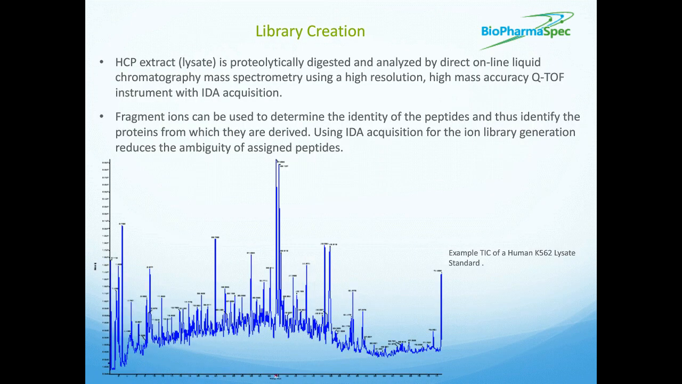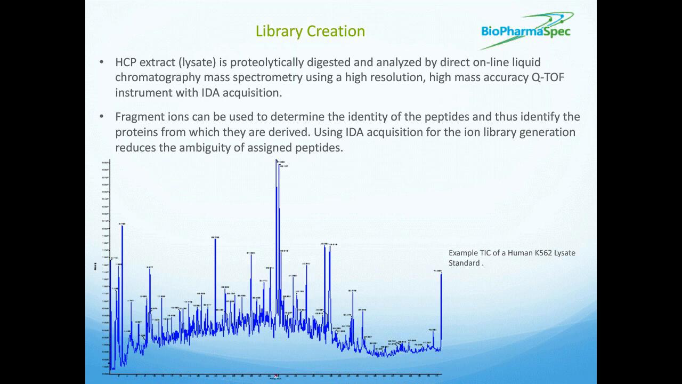So first, we're going to talk about our library creation. This is probably the most important step of our workflow. So again, this uses our peptide mapping technique to map the proteolytically digested proteins to specific retention times matched with B and Y ions that we see. The fragment ions, the B and Y ions, are used to determine the identity of the peptides and then identify the proteins from which they were derived.